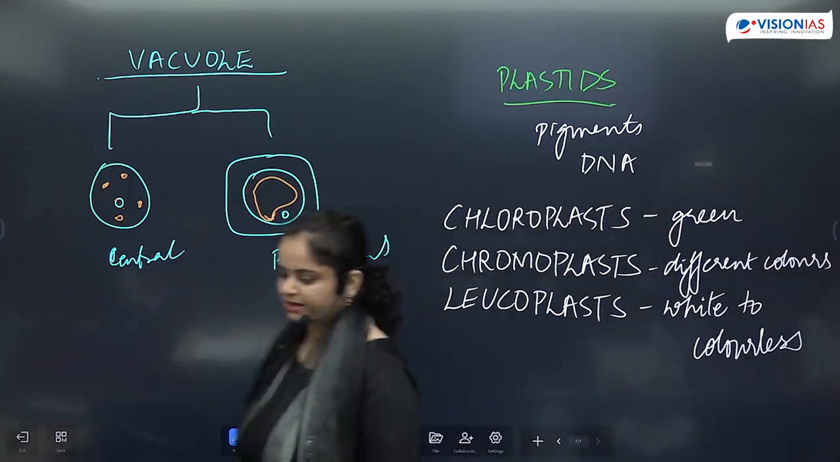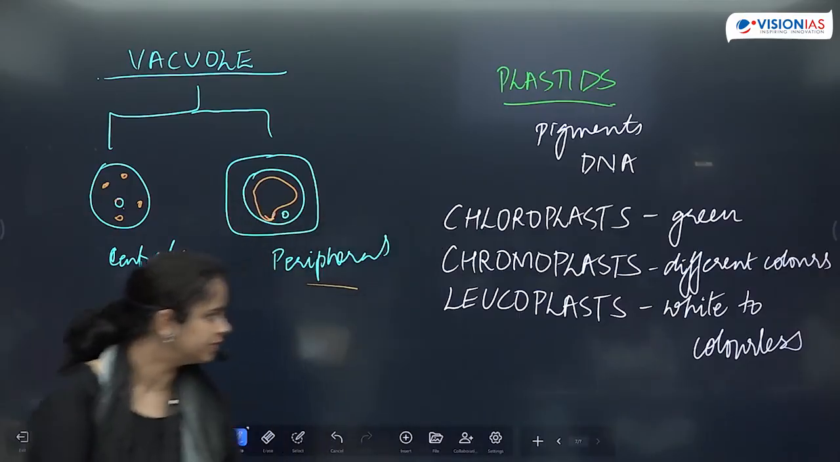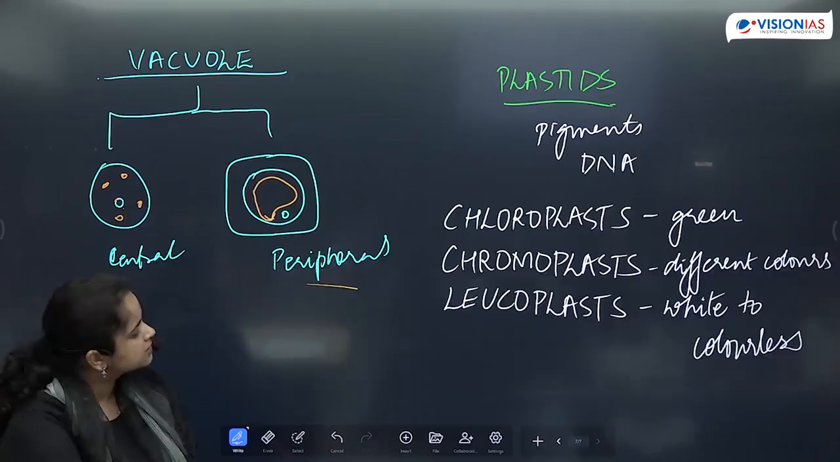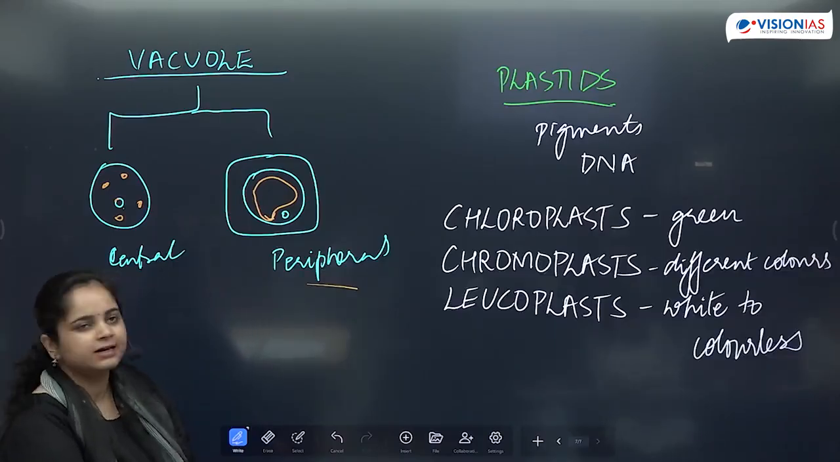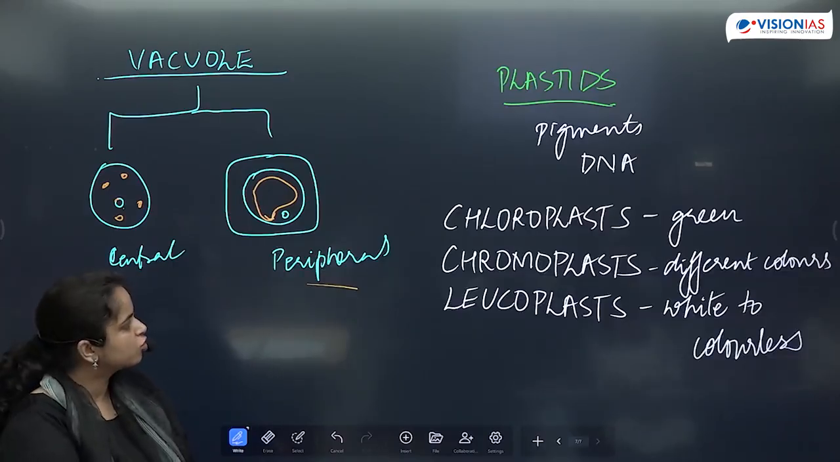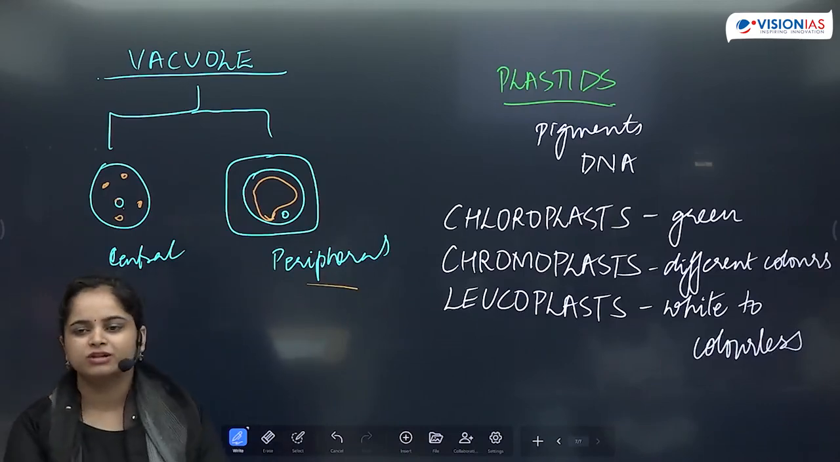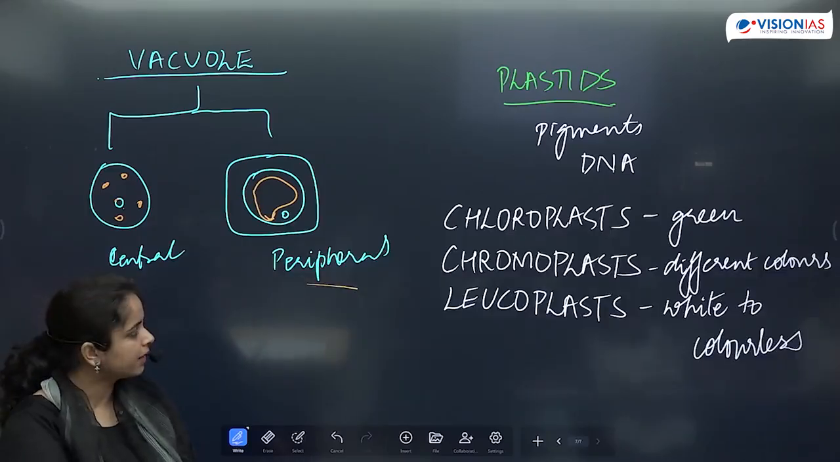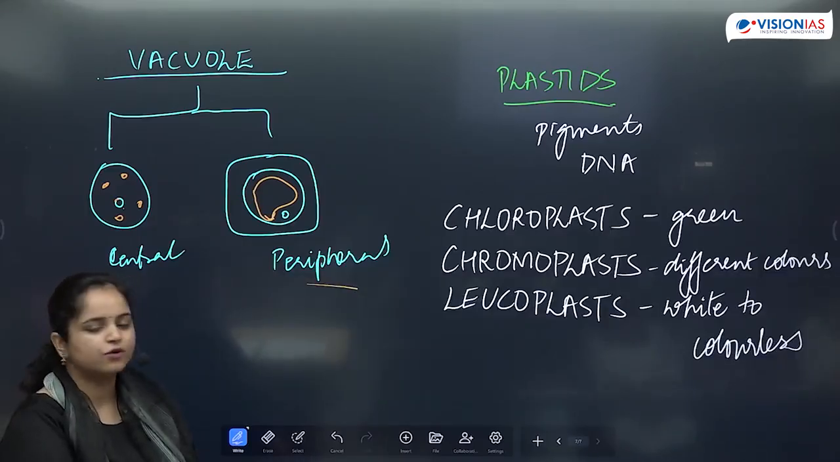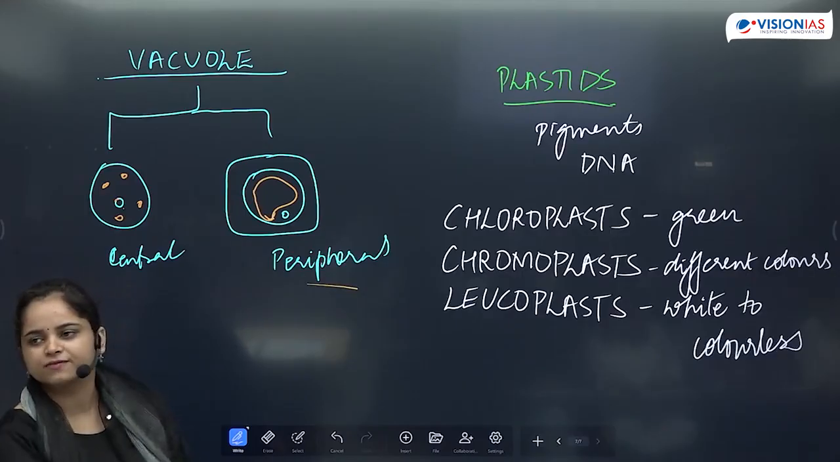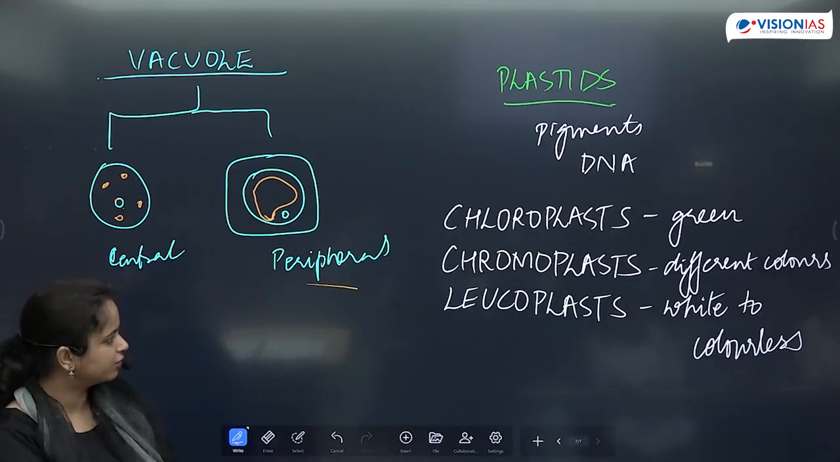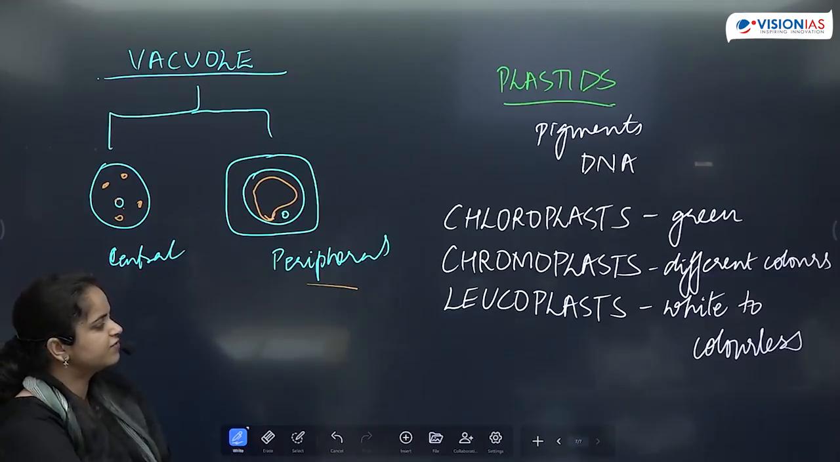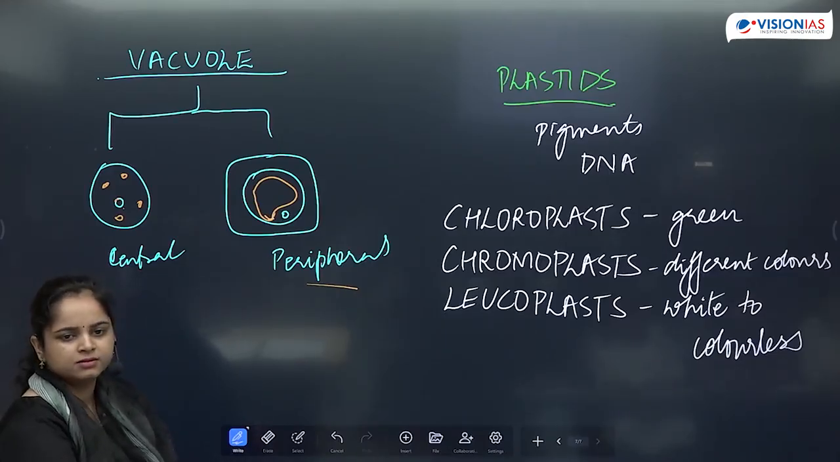The three types I've written here. So we have chloroplasts, chromoplast, and leucoplast. So chloroplasts will be present in all the green parts of the plant, basically the leaves. And chromoplasts for all the other different colors, like colors of flowers, fruits. For that you can have chromoplasts, and leucoplasts wherever it's white or colorless.